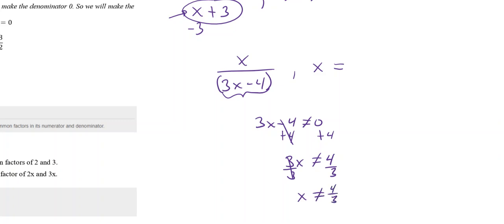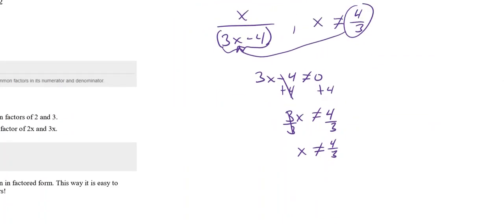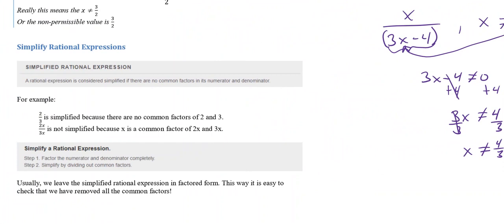So that's my non-permissible value. So you'd say x cannot equal 4 over 3. Yeah? Okay. And this would make sense, right? If I threw 4 over 3 into this, that would come out to 0 on the bottom. Right, that's what we just found out. Good? Okay, I'm going to give you one. Well, no, that's probably good. You guys can practice those now.